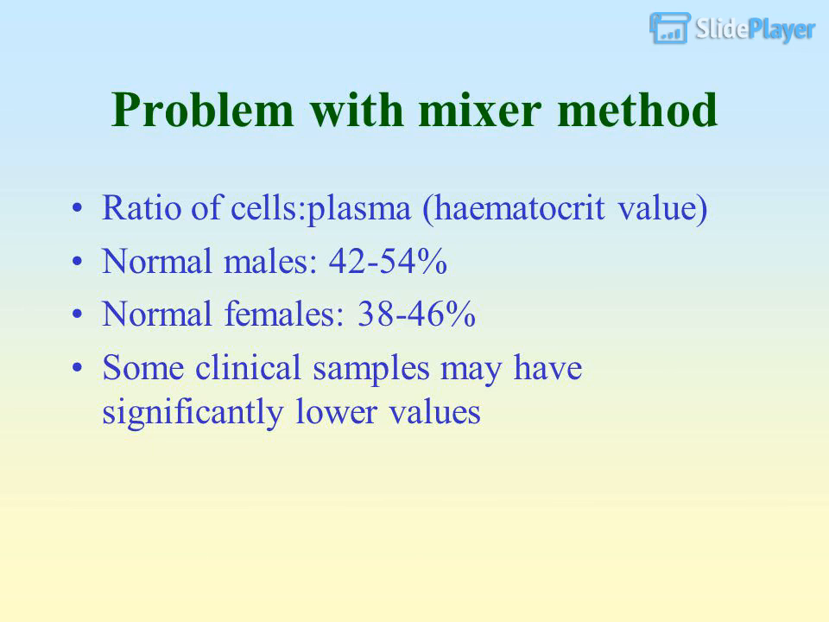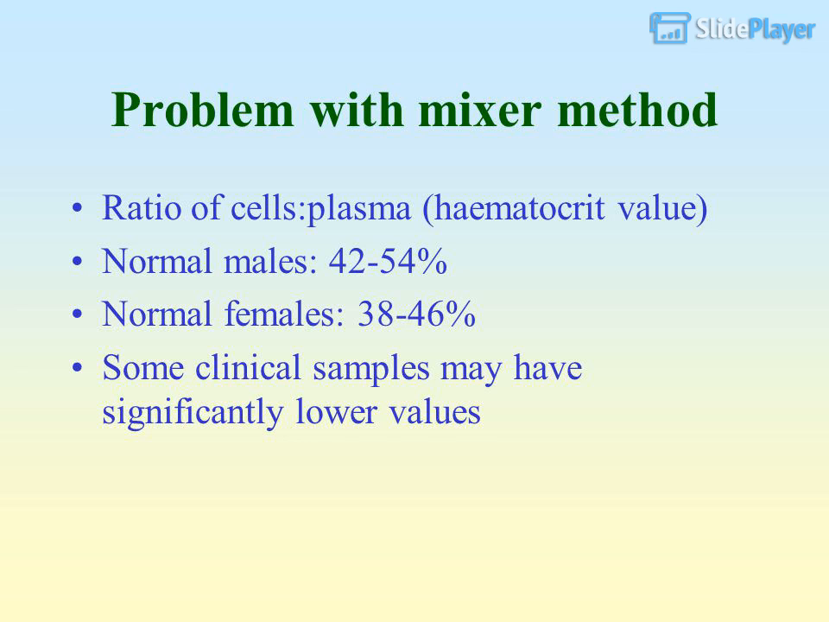Problem with mixer method. Ratio of cells to plasma, hematocrit value. Normal males, 42 to 54%. Normal females, 38 to 46%. Some clinical samples may have significantly lower values.